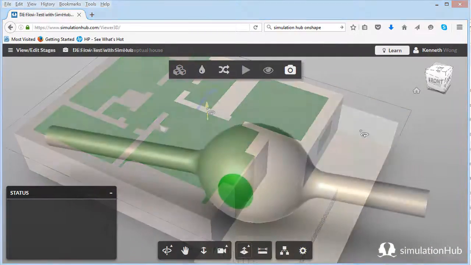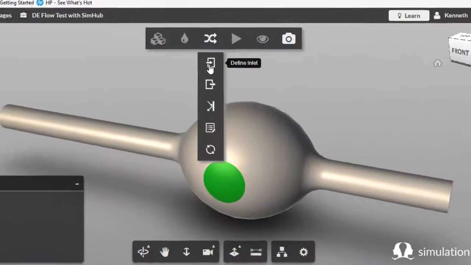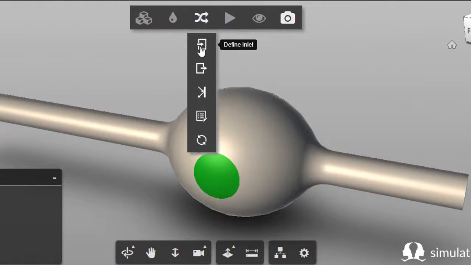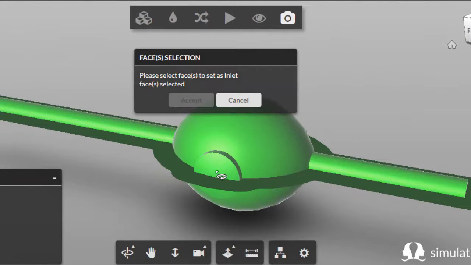Let's go back to my ill-conceived water pump. Now I'm going to identify where the liquid will come in, where it will go out. You do that by picking the surfaces that represent the inlet and the outlet.